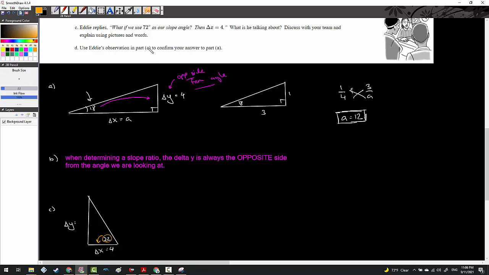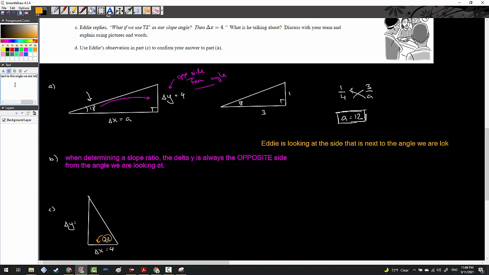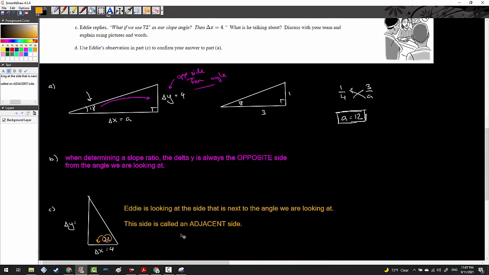And so what Eddie is seeing is that he is looking at the side that is next to the angle we are looking at. This side is called an adjacent side, right? Adjacent means next to.